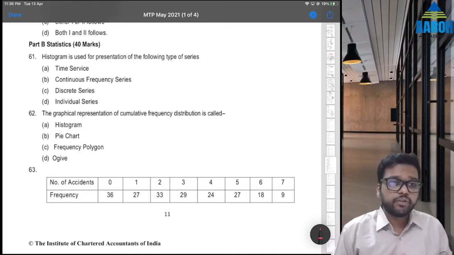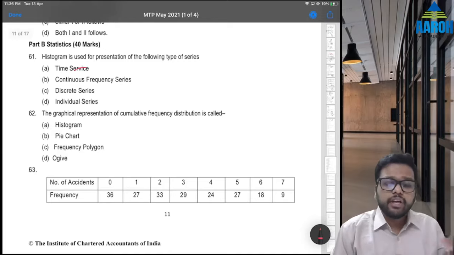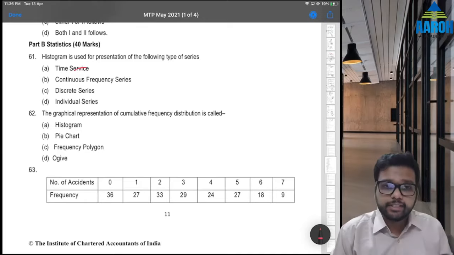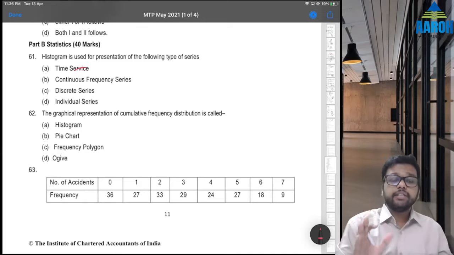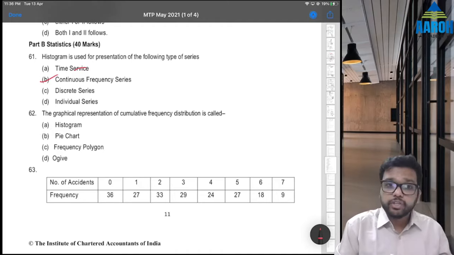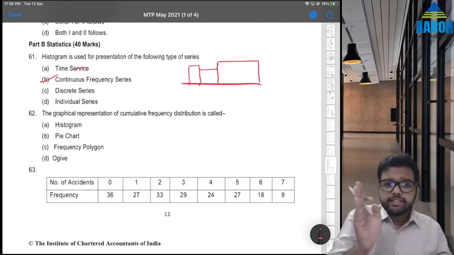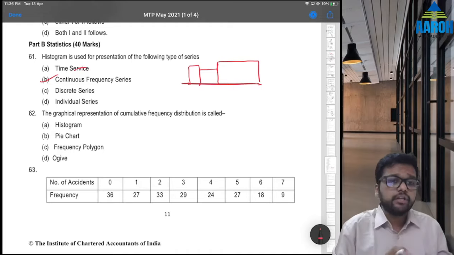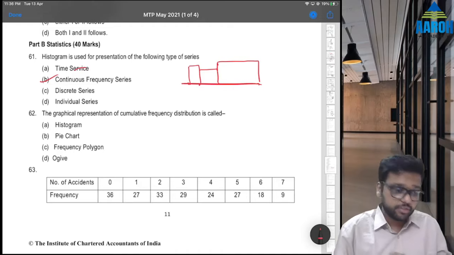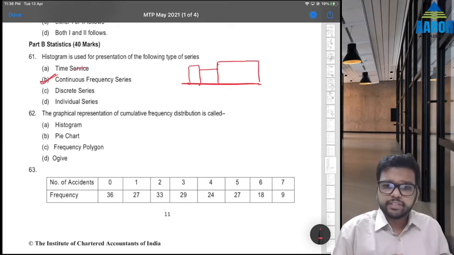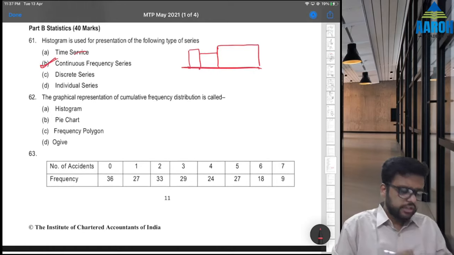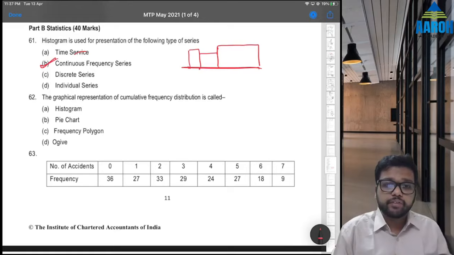Histogram is used for presentation of the following type of series: time series, continuous frequency series, discrete series, individual series. Histogram is used for continuous frequency series because in a histogram the rectangles are connected. Histogram is like this. So it is used for continuous classes. When one class ends and the second class starts at the same point, we use a histogram instead of a bar diagram. So continuous frequency series.